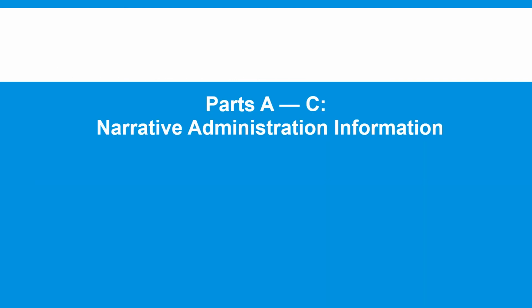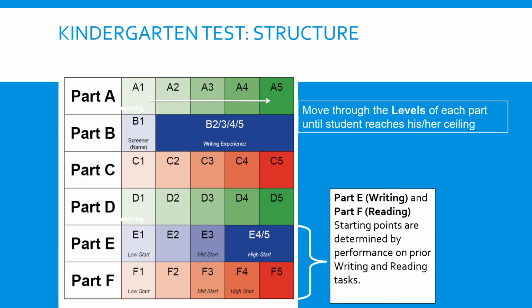Let's take a closer look at Parts A through C, the narrative administration information. Take a look at this graphic. It shows each part of the test as well as each level. You'll move through the levels of each part until a student reaches his or her ceiling. Parts E, writing, and F, reading. The starting point of these two will be determined by the performance on their prior writing and reading tasks.